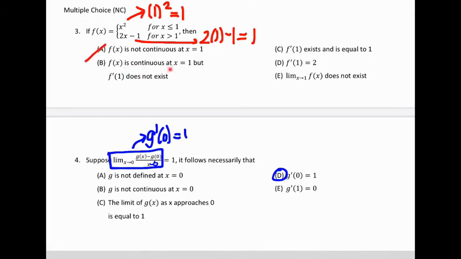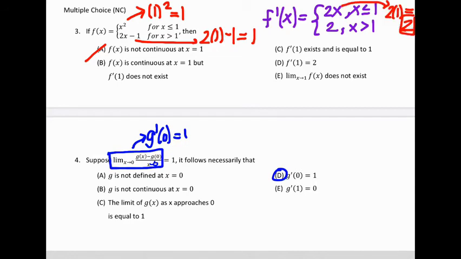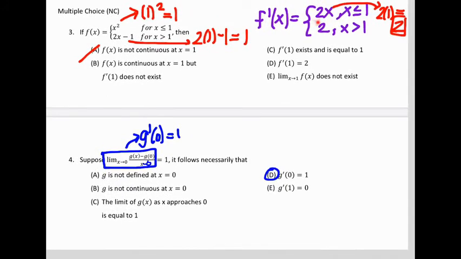B says it is continuous at 1, but the derivative doesn't exist. Well, we have to take the derivative to see if it exists. So power rule on the top, multiply down that 2, keeping our domain. And the derivative of the bottom is just the constant 2. Remember that 1 goes to 0, again keeping its domain. So when I plug in 1 for x, I get 2 on the top part of the piecewise function, and it is the constant 2 on the bottom part of the function, so the derivative does exist. So B is out because it says that it does not exist.